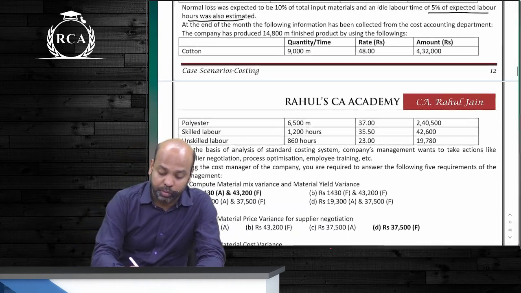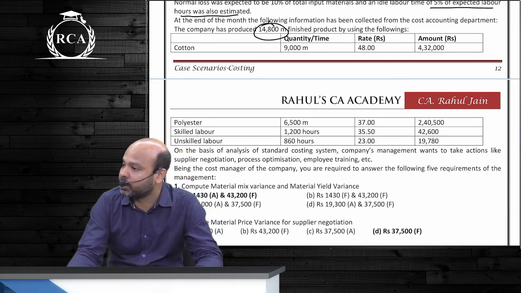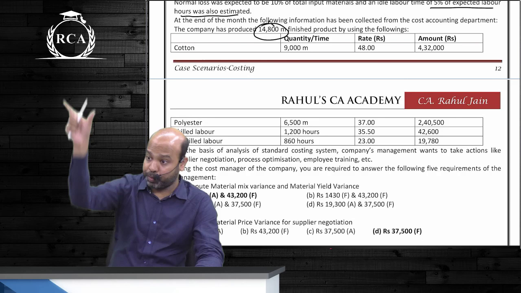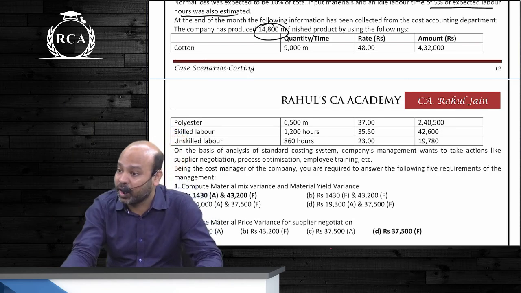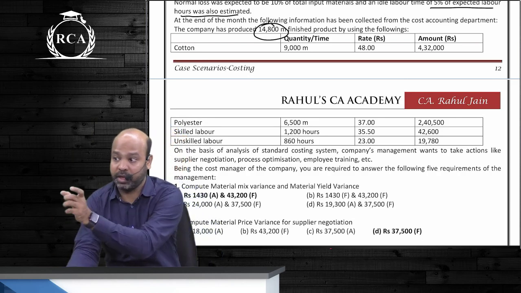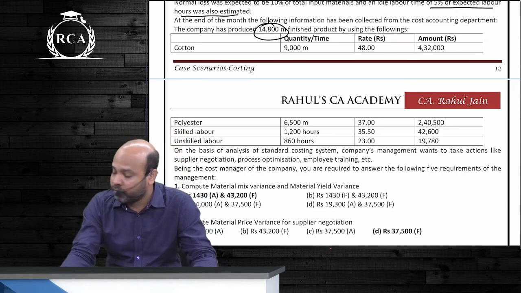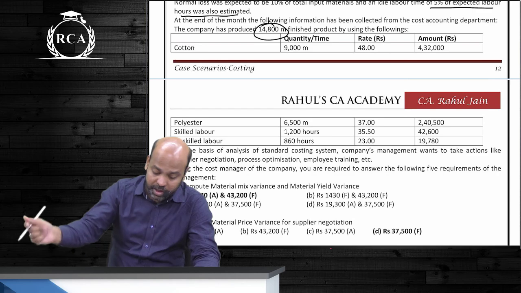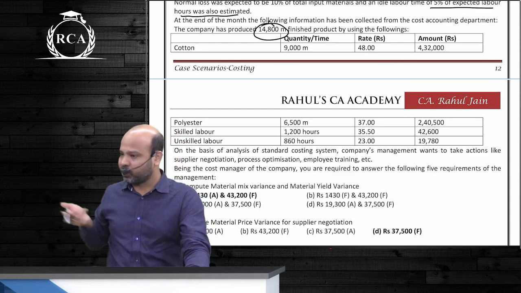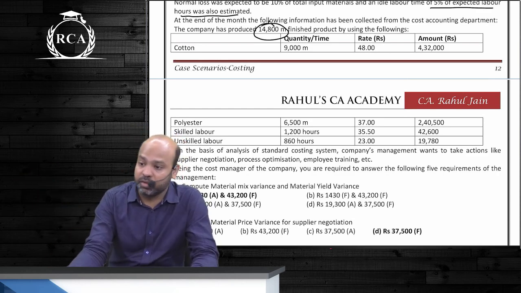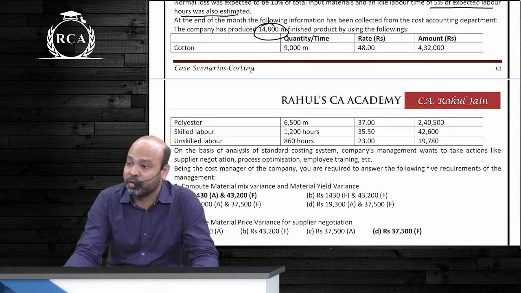The actual output is 14,800 meters. अब सब proportionately करना पड़ेगा. ऊपर का जो detail है बेटा, that is for 12,600. How much should be standard quantities for 14,800? एक बार वो आ गया बेटा, the entire question is simple. क्योंकि उसके बाद में तो सिर्फ formula apply करना है. What is material usage? What is material price? What is material sub usage?